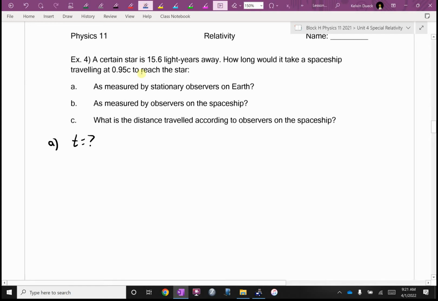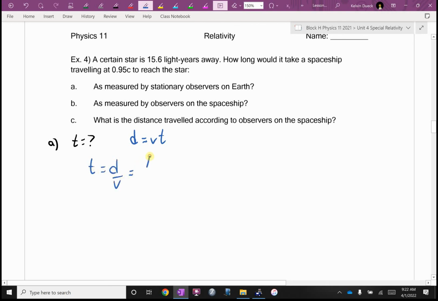I'm going to use d equals vt plus a half at squared. But what did we say a was for this whole unit? 0, because Einstein didn't know how to deal with acceleration. So your hint for part A is that it's not special relativity, it's not time dilation. They didn't give me time 0. How would I get the t by itself? So t is d over v.